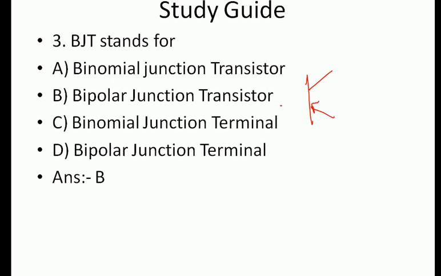One is the base, this is the collector, and this is the emitter, and this is the NPN transistor. We call it BJT because it is a bipolar junction transistor. Later in our theory we will study the bipolar junction transistor in a much broader way.